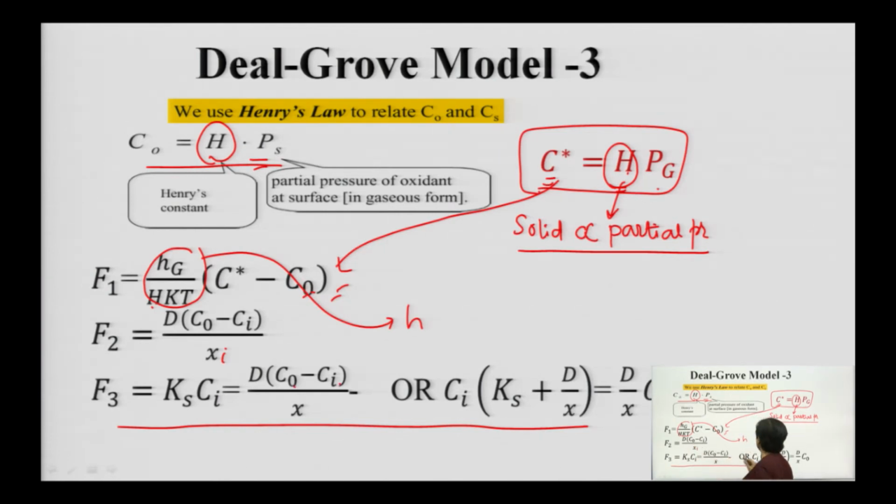Now, if I substitute the value of Ci here and equate these, I am just rearranging the terms. I will get Ci is equal to, this Ks will go over here, so this will come Ks plus D by x, which is equal to Ci, I am bringing, I say Ci I will take common over here. So this will become Ks plus D by x is equal to D by x into Co. I am just rearranging and getting it.